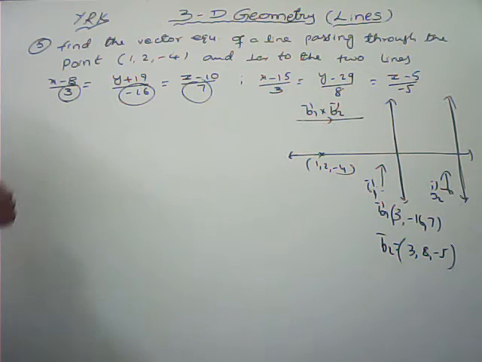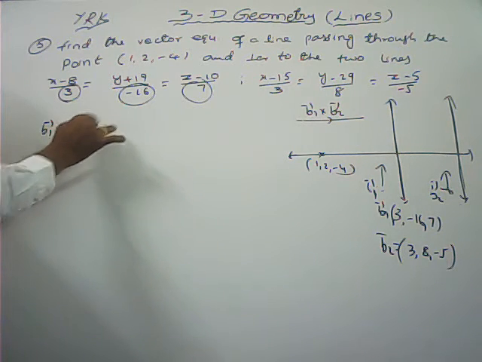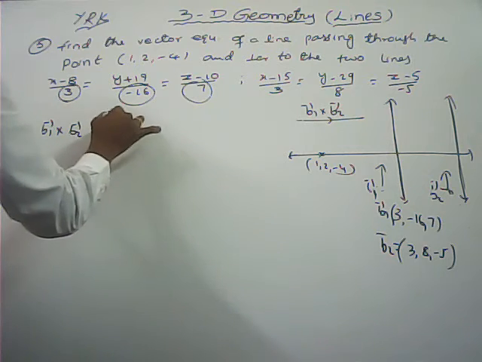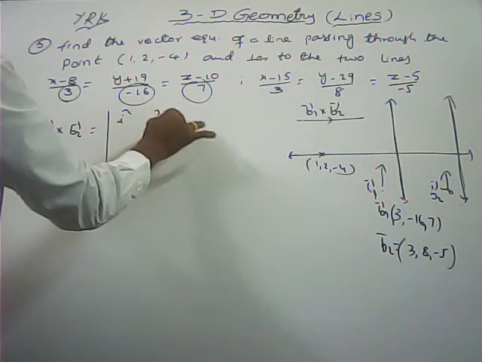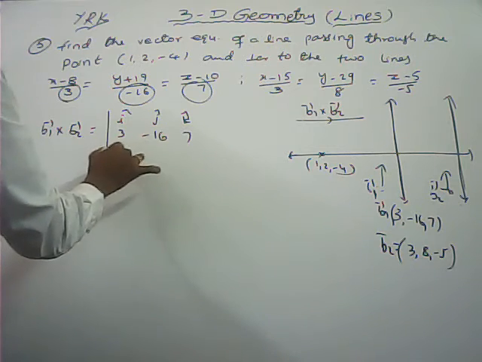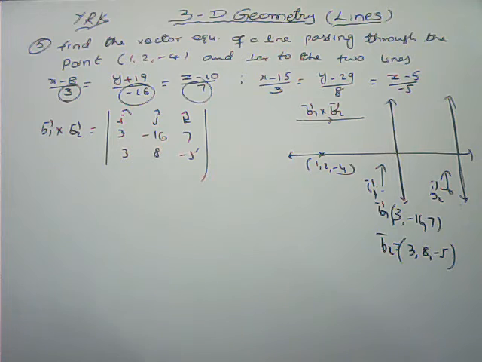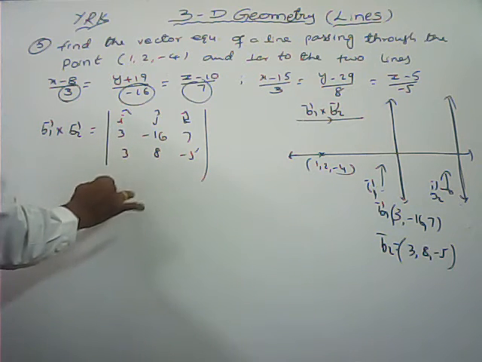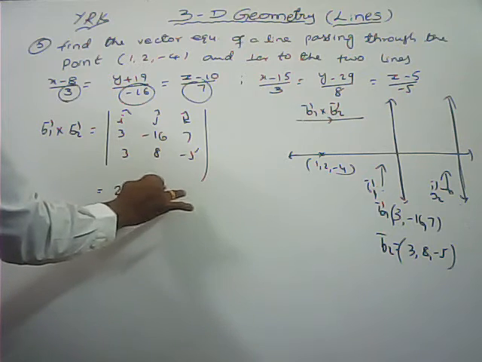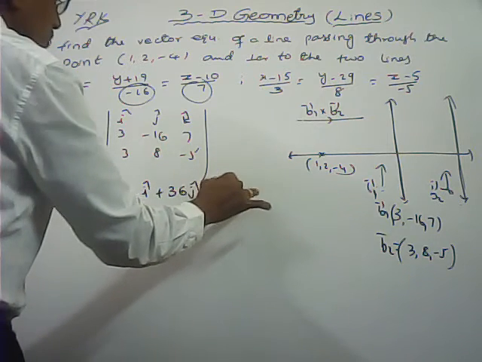First we can find b1 bar cross b2 bar. How to get that one? This is the procedure only. Determinant of i, j, k, and here 3, minus 16, 7, and 3, 8, minus 5. Here you can expand this one. We get 24 i cap plus 36 j cap plus 72 k cap.